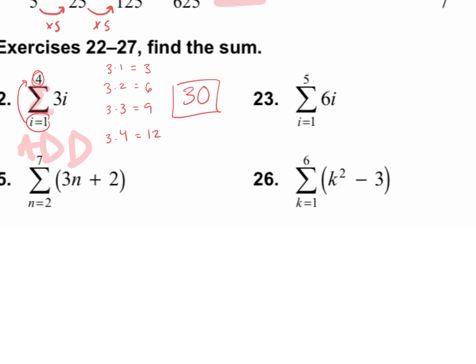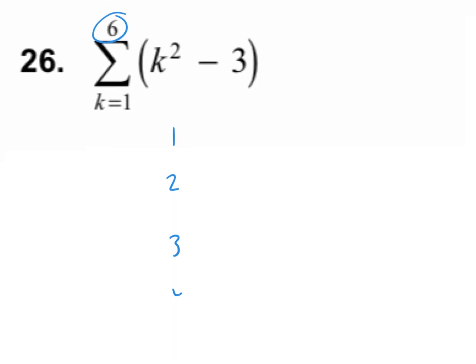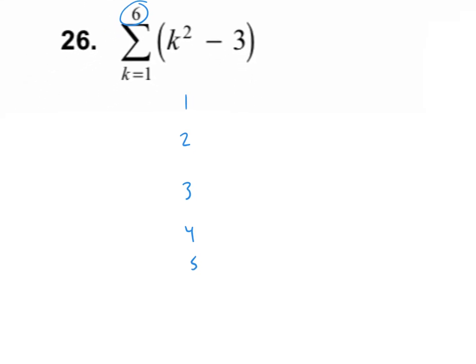All right, let's look at 26. So again, we have a number up here that's not too big. So we're just going to plug in 1 through 6. 1, 2, 3, 4, 5, and 6. So we have 1 squared minus 3, 2 squared minus 3, 3 squared minus 3, 4 squared minus 3, 5 squared minus 3, 6 squared minus 3.